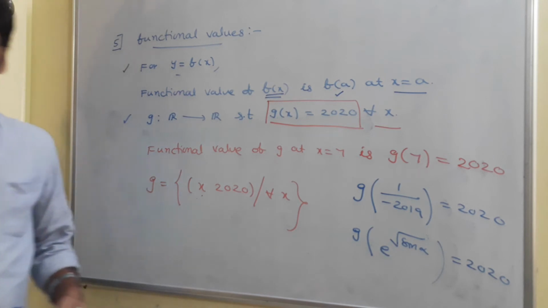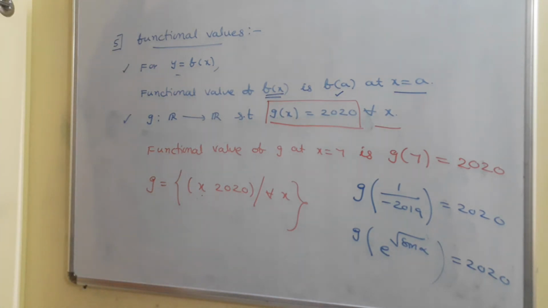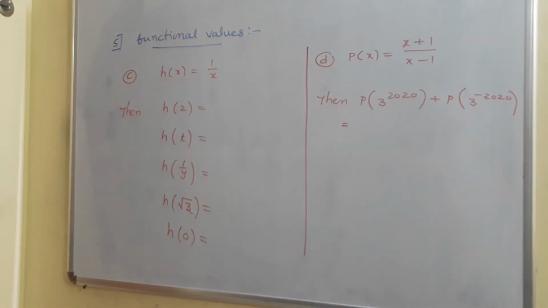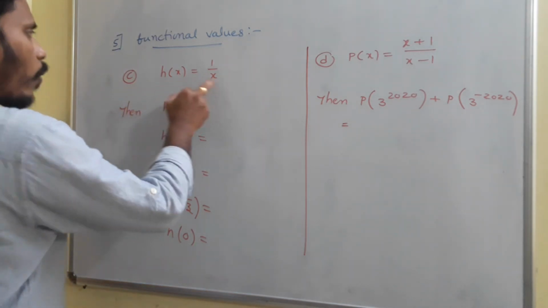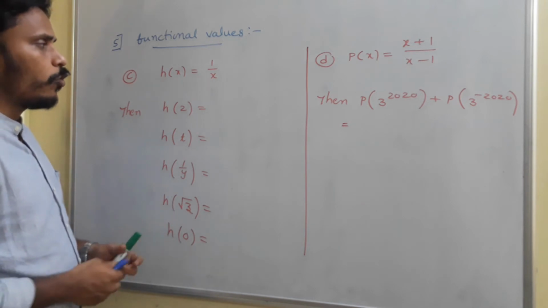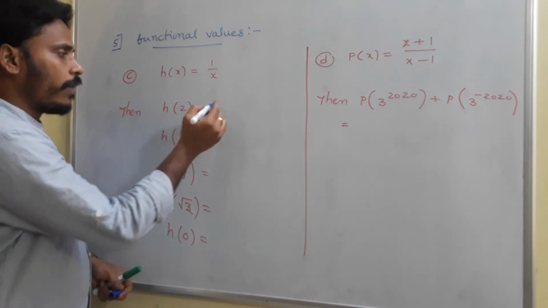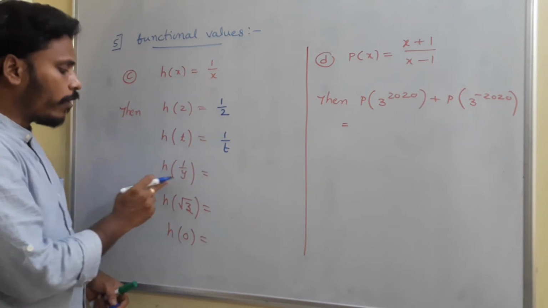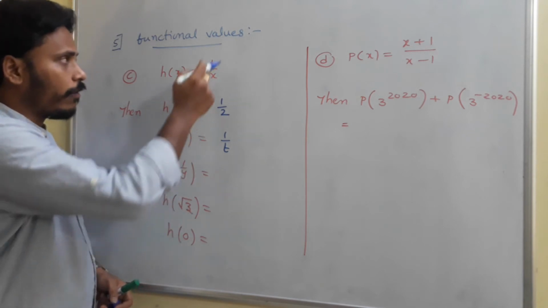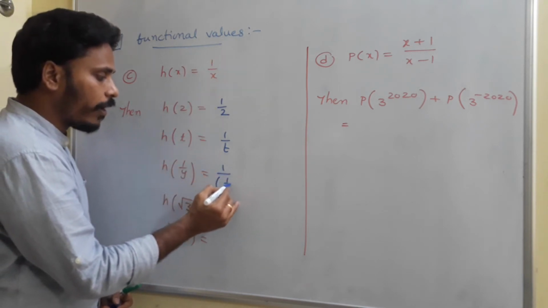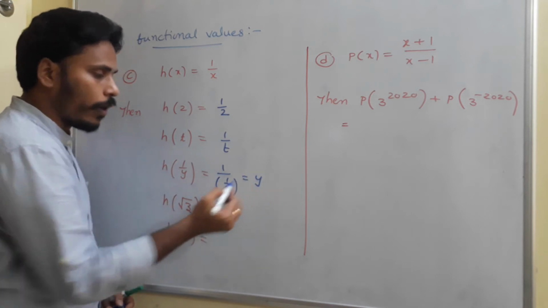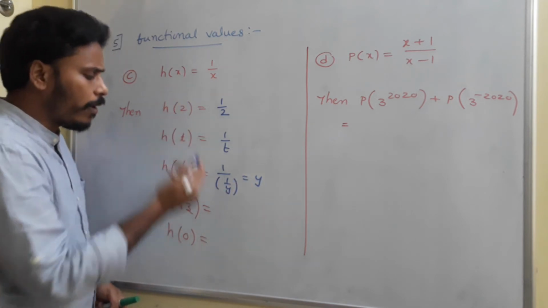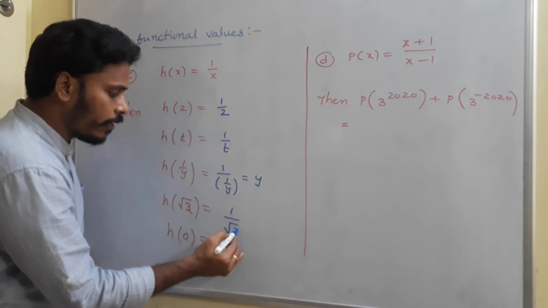Okay, just have a look. I will give you one more example. Suppose h is a function with the definition 1 by x. Then h of 2 is simply replacing x with 2, and that becomes 1 by 2. h of t is simply 1 by t. And h of 1 by y: we replace x with 1 by y, and on simplification this equals y. Then h of root z, replace x with root z, you get 1 by root z.